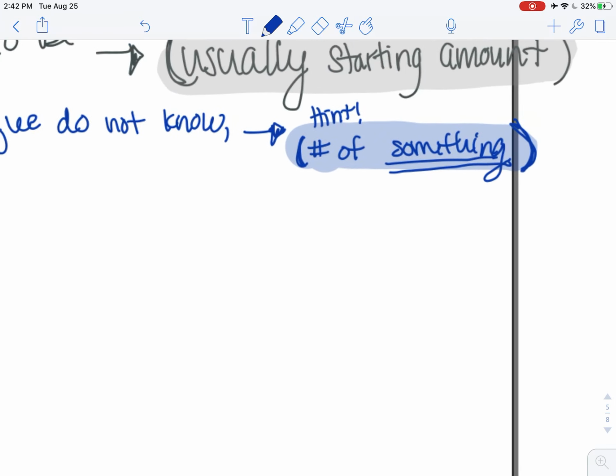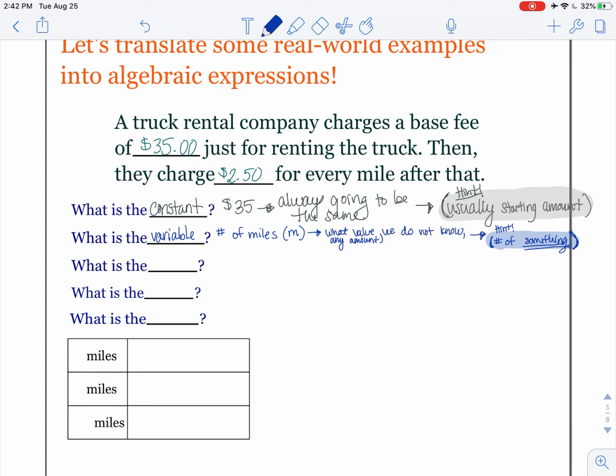So again, remember, variable is always going to be the number of something. It's never going to be an actual physical number. It's never going to be 35 or 2.50. It's going to be the number of in some unit, miles, dollars, whatever.